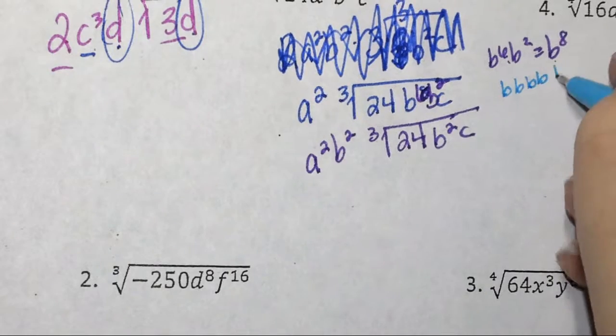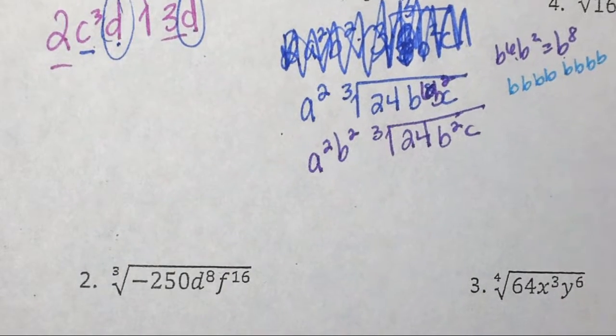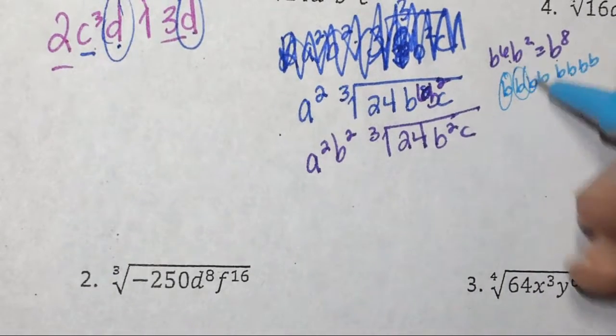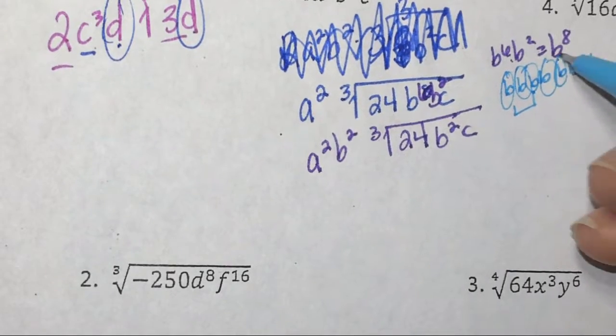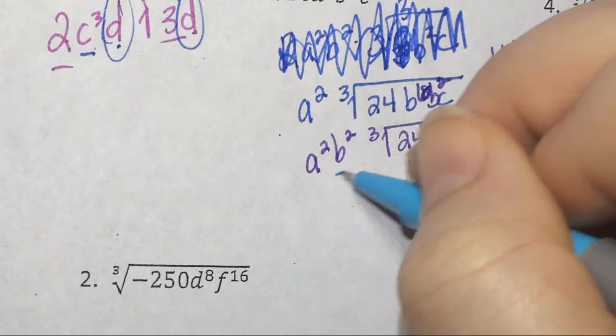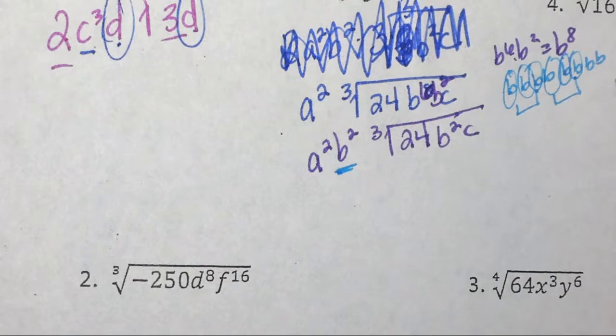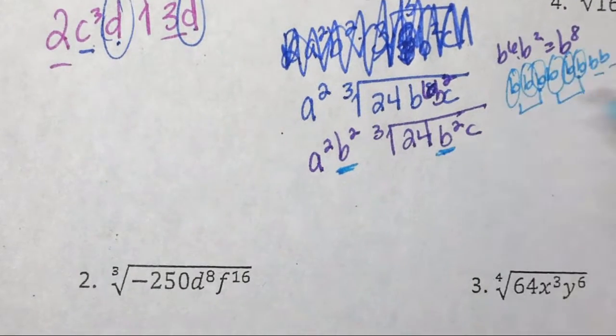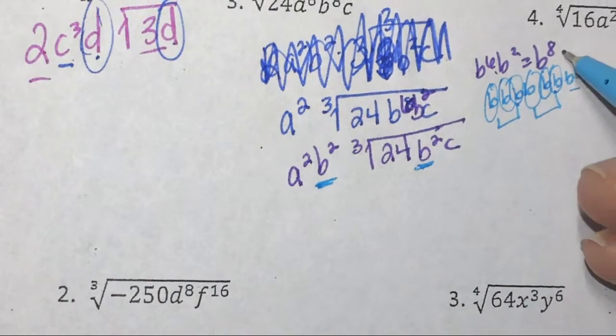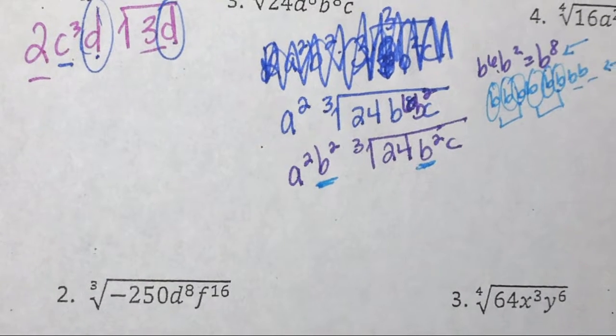2, 3, 4, 5, 6, 7, 8. He needs 3 of them to come out. He's got 1 set, 2 sets of 3, that's why it's a b^2. He has 2 left over, that's why it's a b squared left over. So even if he's not liking this, he can definitely do the circle buddies.